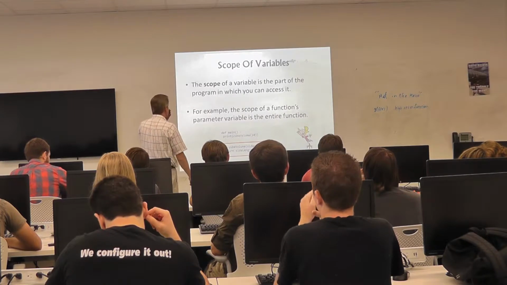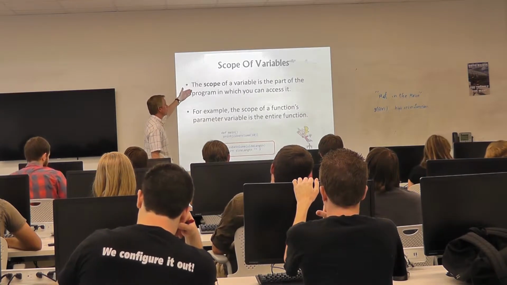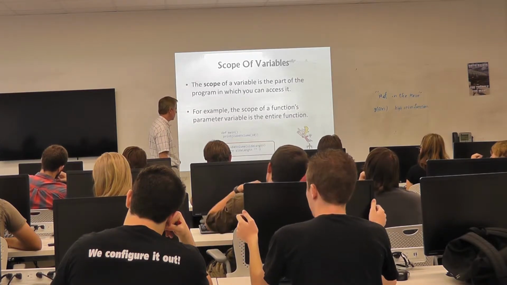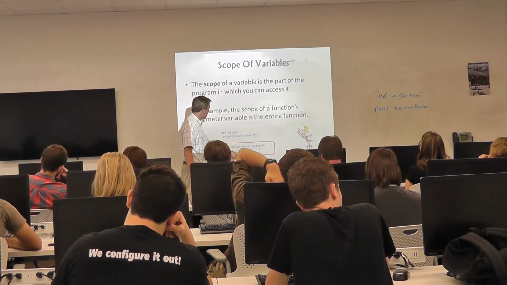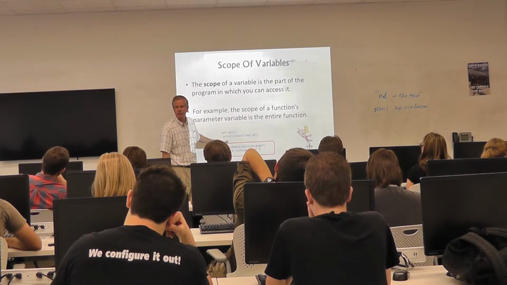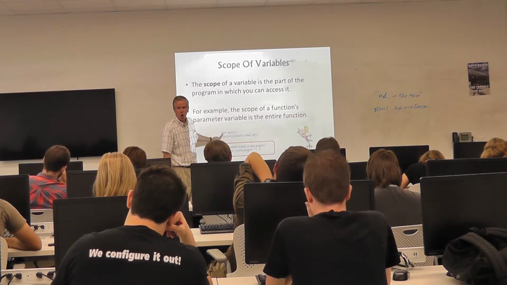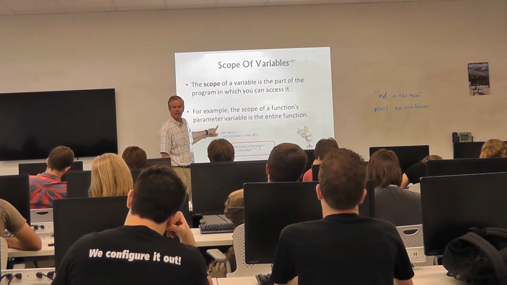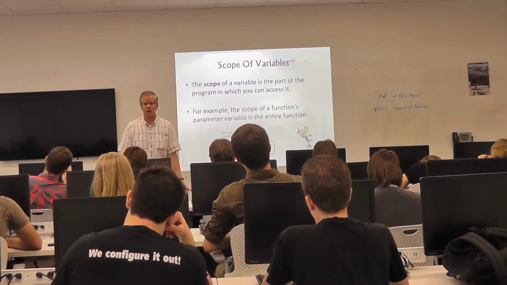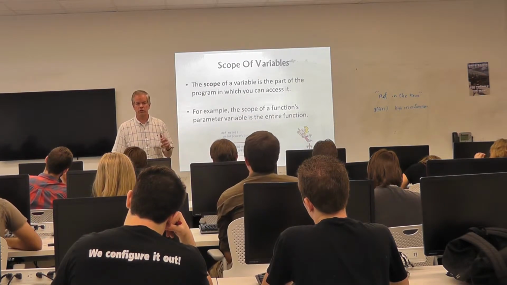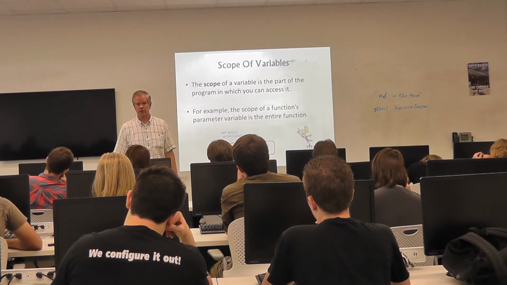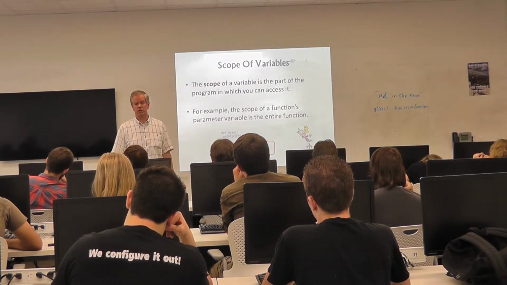So let's think about this for a moment. The scope of a variable is the part of a program in which you can access it. For example, the scope of a function's parameter variable is the entire function. So depth, cube, volume, side length, and we're doing stuff with side length. If I'm not in this function, can I use the variable side length? If I had side length defined outside of the function, and then I had a function that had side length, which one would Python use? Two different versions of the same variable. When it's in the function, which one is it going to use?